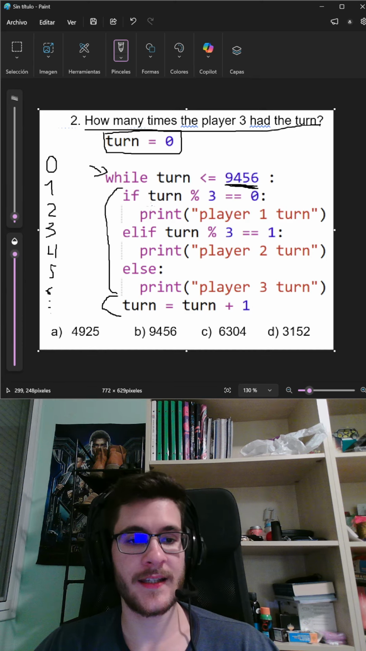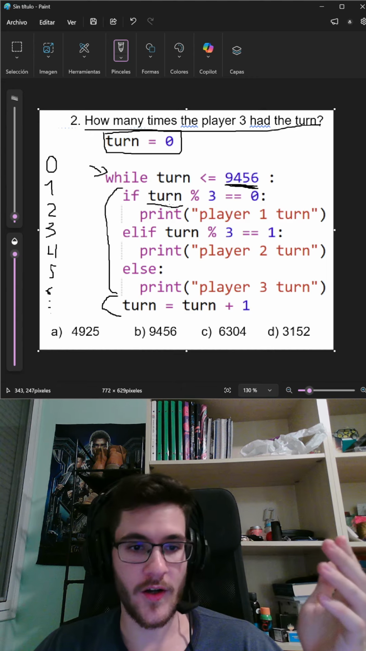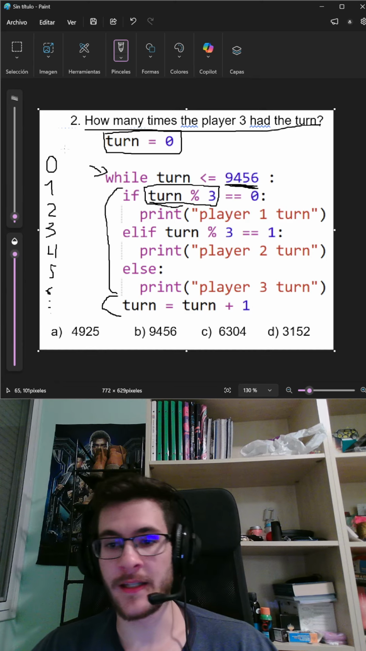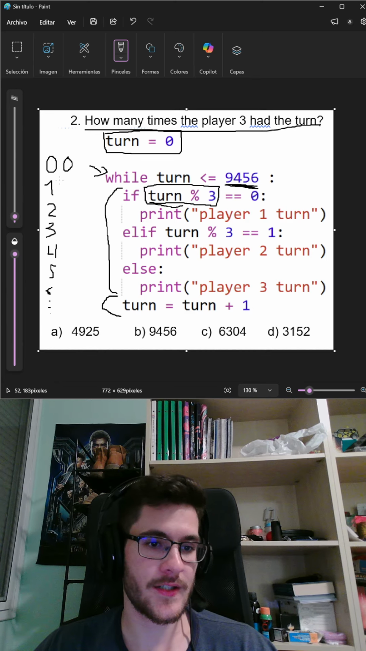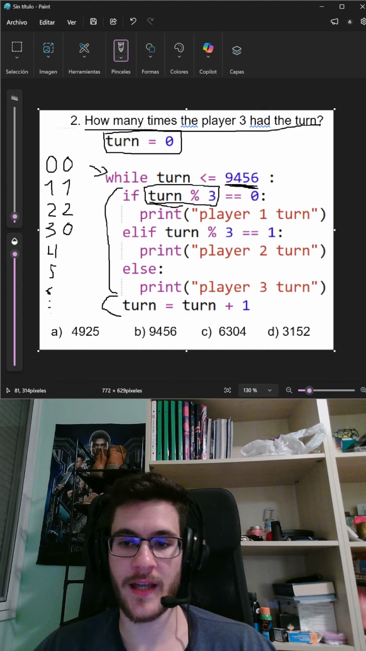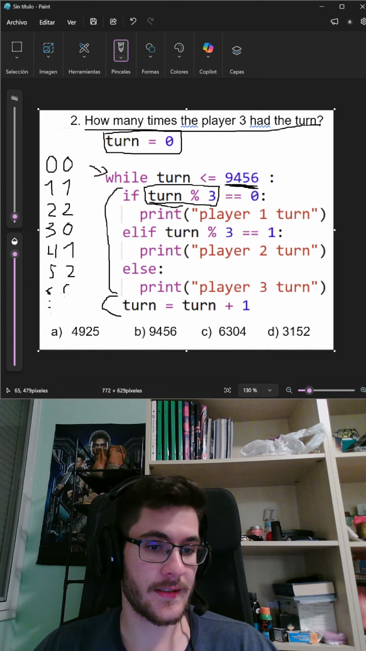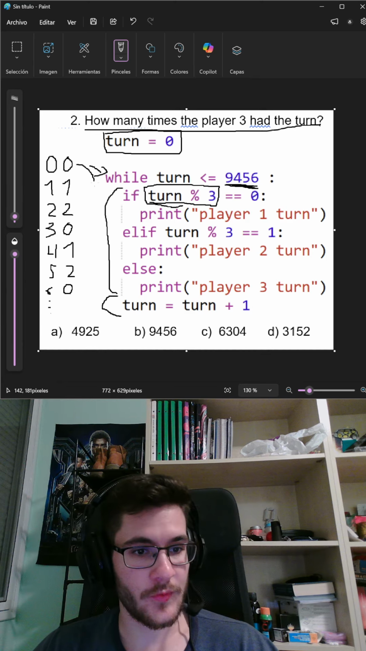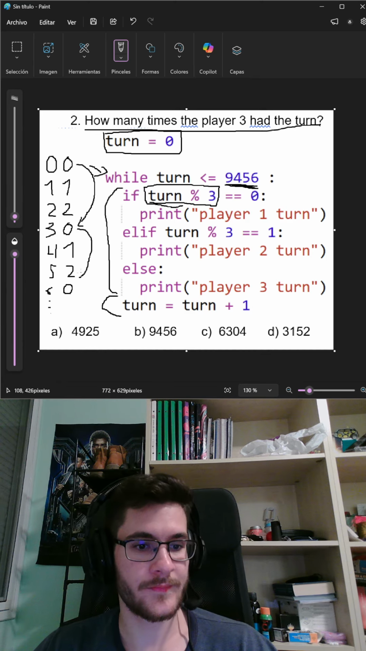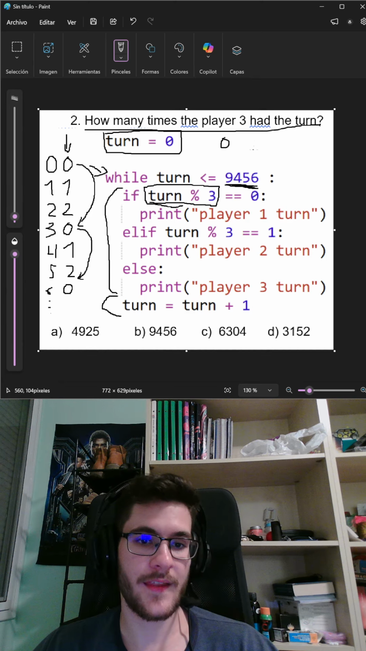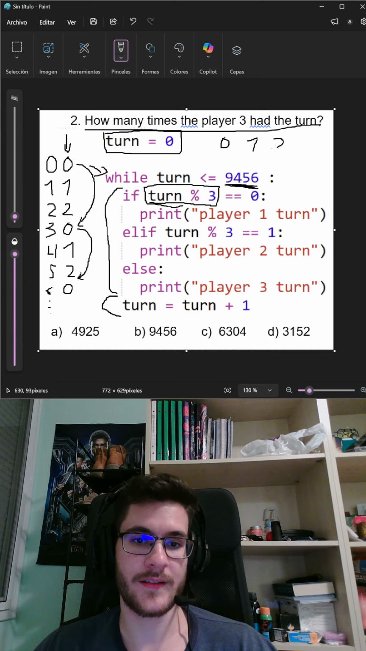Then we have to realize that the condition is always turn, the remainder of turn divided by 3. So we can calculate it in every iteration. In the first one, it is 0, then 1, 2, and another time 0 because 3 divided by 3, the remainder is 0, and 1 and 2, and this is also 0. So we can realize that this is a cycle. A third of the iterations, the result is 0, a third is 1, and the other third is 2.